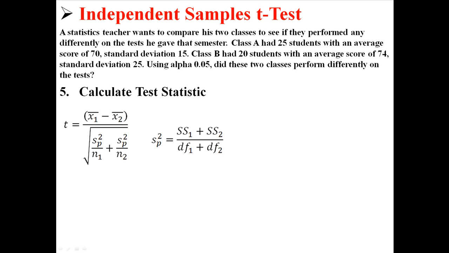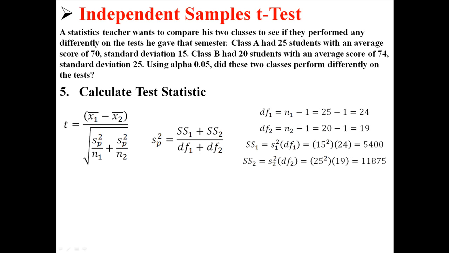Using this equation right here, the pooled variance is equal to sum of squares 1, which is SS1, plus SS2, divided by df1 plus df2. So we need the sum of squares for each of the samples and the degrees of freedom for each of the samples. So now I'll show you how to find those 4 things.